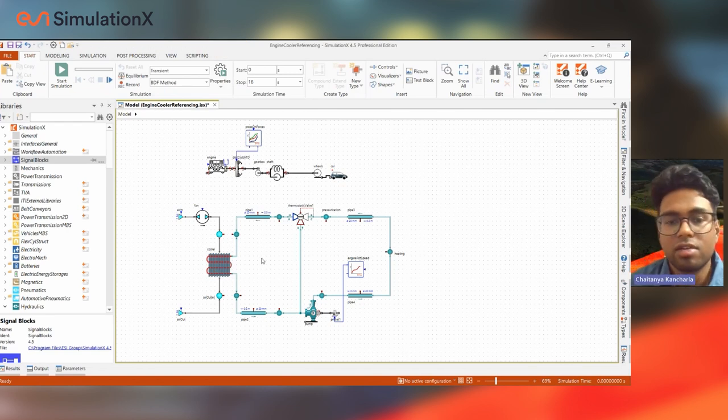So this is another interesting way in which we can use referencing.